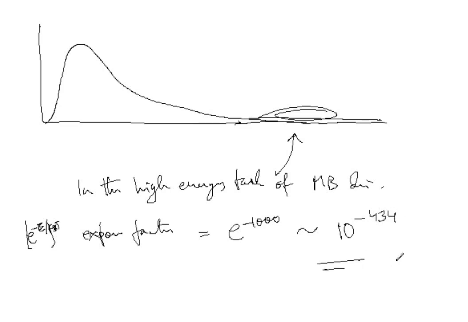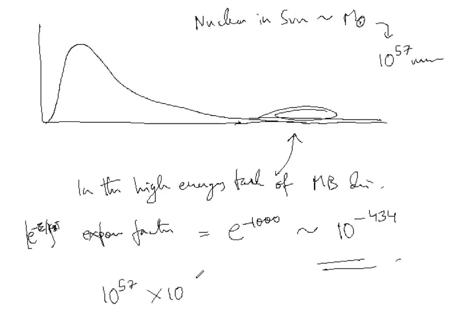So what does this mean? This means that there is hardly any chance for nuclear reaction to happen. And how many nucleons are there in the sun, in a solar mass? If you estimate this, you will find that this number is around 10 to the power 57 nucleons. So you see, if you do this maths, 10 to the power 57 into 10 to the power minus 434, still this is much less than 1, right?